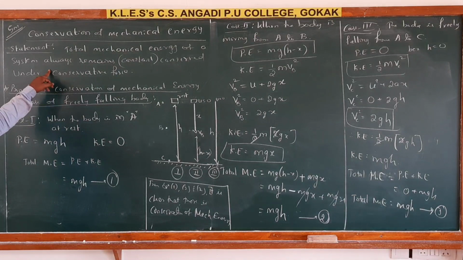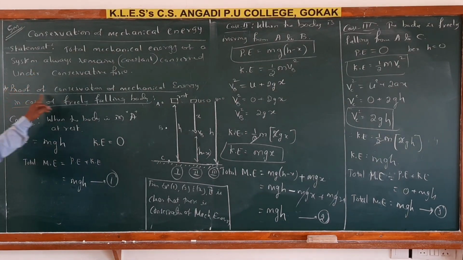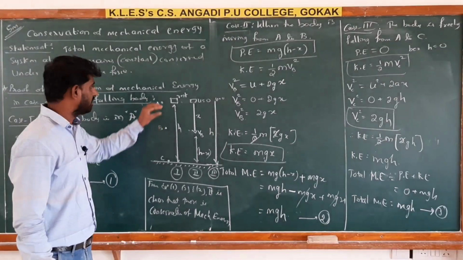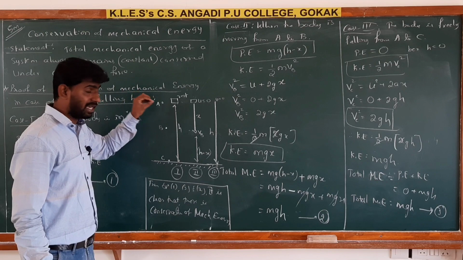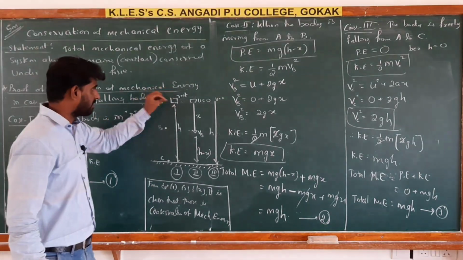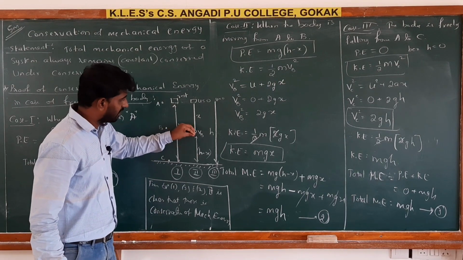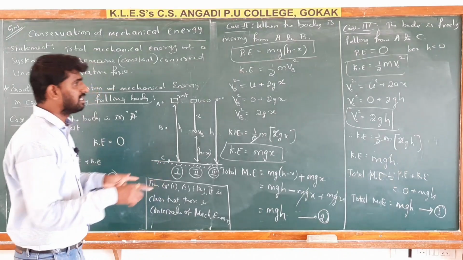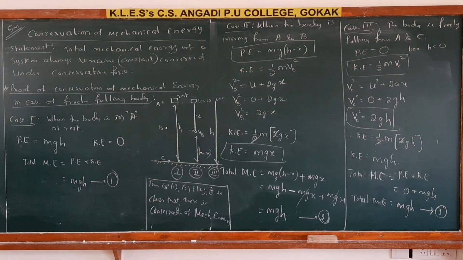1 mark is for the statement, and you should prove it in case of a freely falling body. We have to take the 3 cases, A point, B point and C point, get the potential energy and kinetic energy separately at each and add them. You will get the same value. That indicates the conservation of mechanical energy.